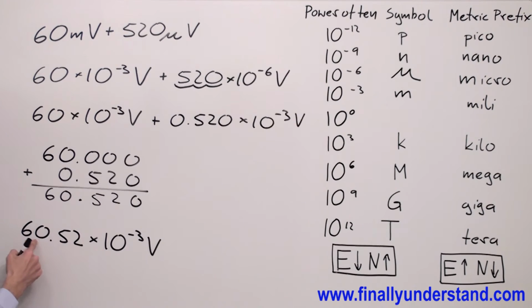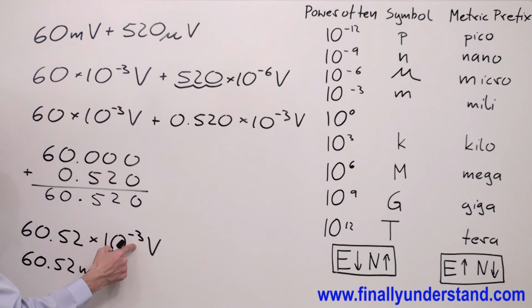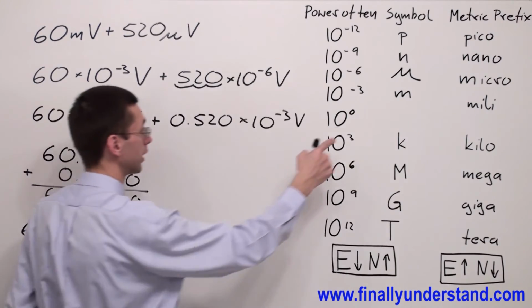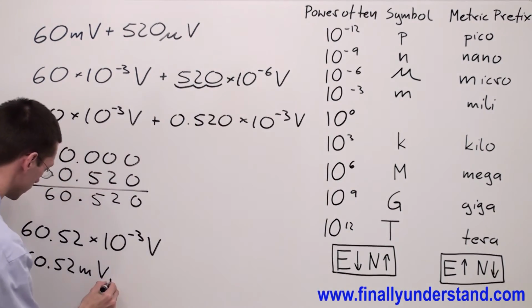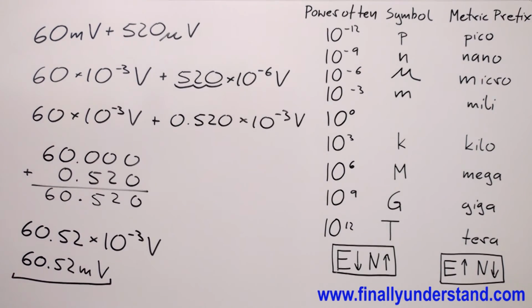The number on the left side of the decimal point is between 1 and 999. Power of 10 has exponent which is multiple of 3. That's why I'm going to write my final answer as 60.52 millivolts, because 10 to negative 3 is represented by lowercase letter m, milli. This is the final answer to my problem.